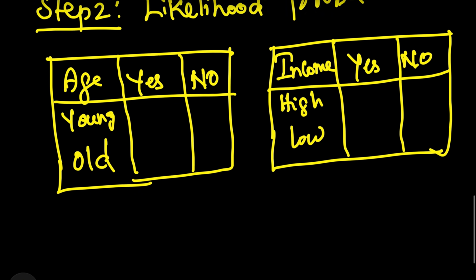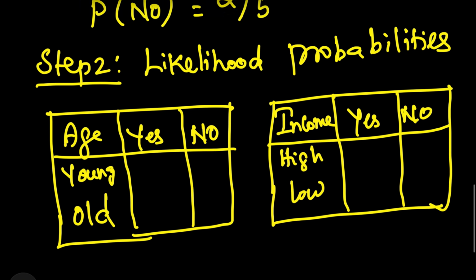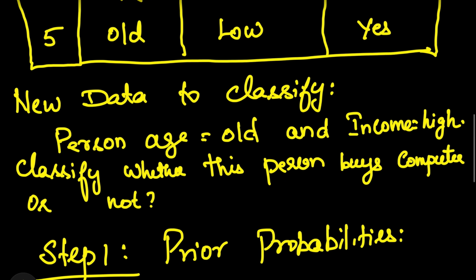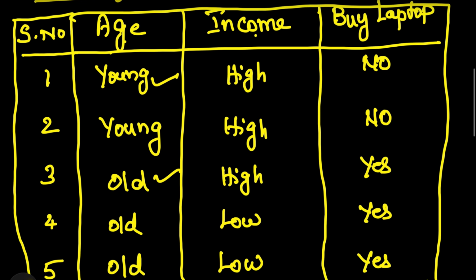Now let's find the probability of young and yes. How many young and yes are there? Let's check. We have 2 young here, right?